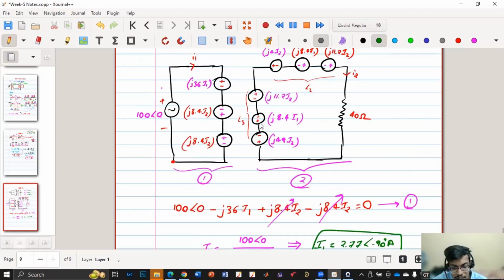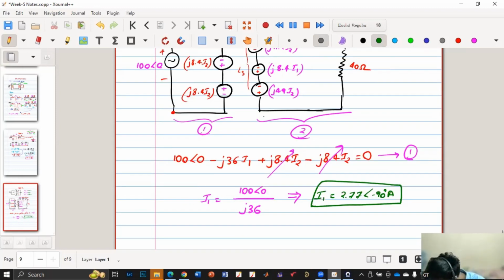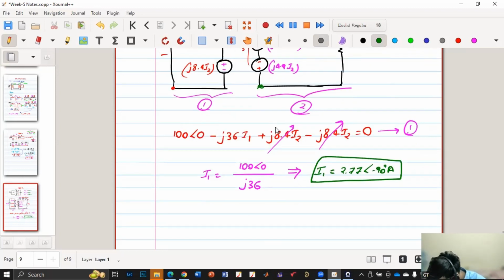Now I'll apply KVL in the second equation. So I'll again start at this point and then circulate. So first I'll have a decrement in the source potential. So minus j49 I2.